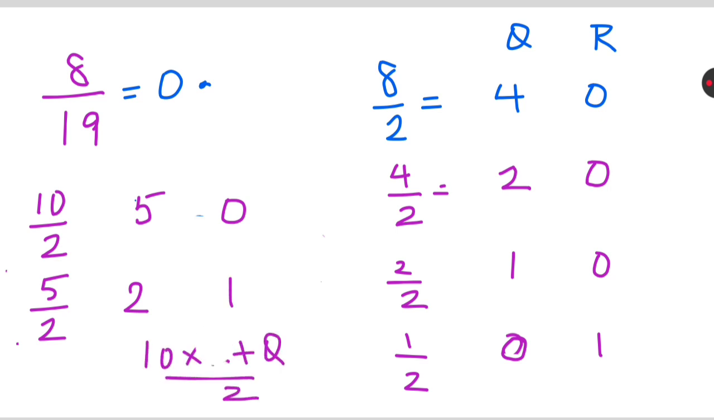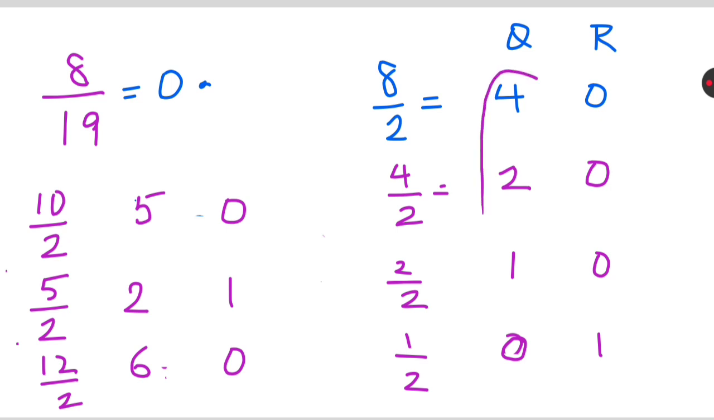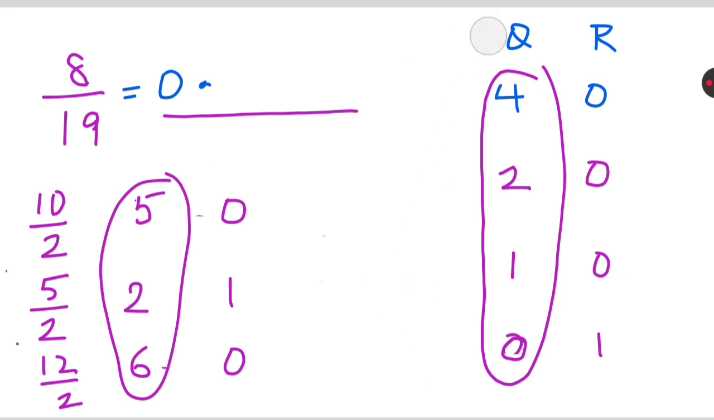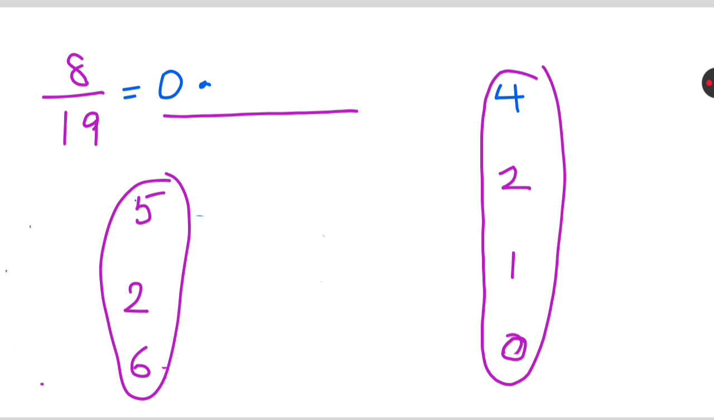The remainder is 1. Then the quotient is 2. So 10 plus 2 which gives 12. 12 over 2. So when you do this, you are going to get 6 as quotient, 0 as remainder. So these are the next digits 4210, 526. These are the result of this 8 divided by 19. So as a result, you have to take only the coefficient values. We got 4210, 526. This is the result of this 8 divided by 19.